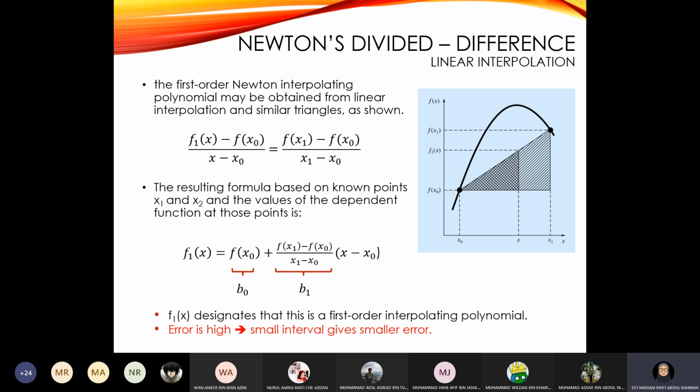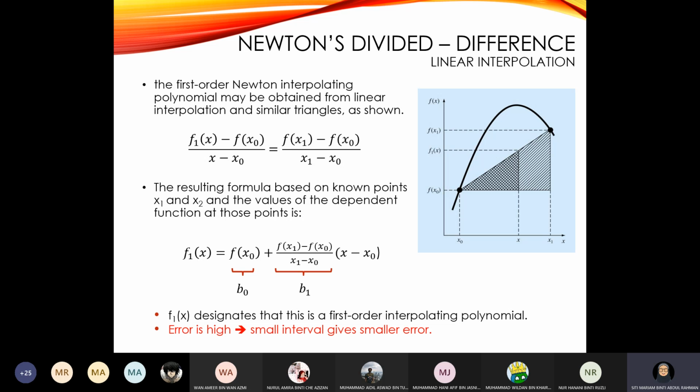So what we can do is use a smaller interval, depending on the data basically. If we have the function, we can find the value closer so that we can do a better interpolation. Or if you have a set of values, use the one that is closest to the value that you are looking for. So for first order, it's very straightforward.